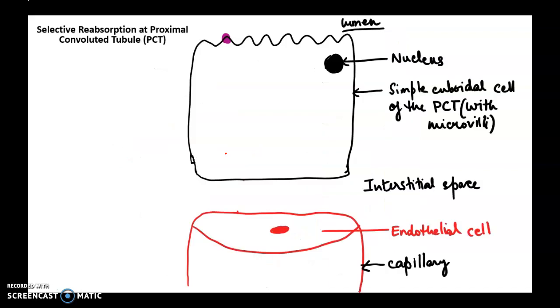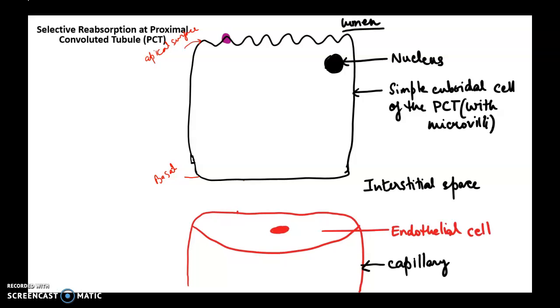Okay, so here is my representation. What I have drawn is a simple cuboidal cell of the proximal convoluted tubule in black. And this cell, this is the apical surface of the cell. That's the apical surface. And this is the basal surface. Okay. And the apical surface has microvilli.